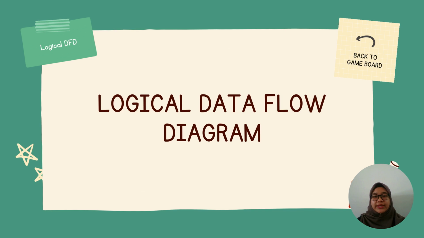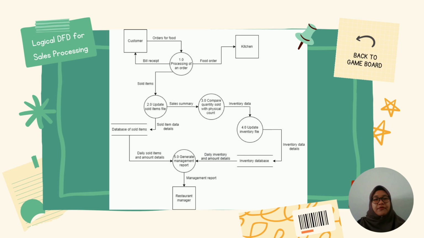Next, I will proceed with the logical data flow diagram. The first logical DFD is the sales processing logical DFD. Firstly, the customer will order food, then the order will be processed and the cashier will print out the order receipt to give to the customer. Then the food order will be passed to the kitchen.